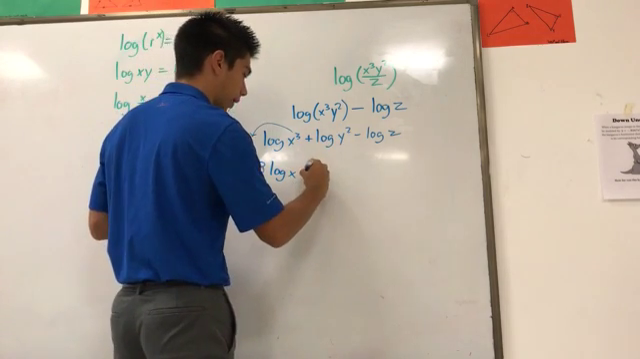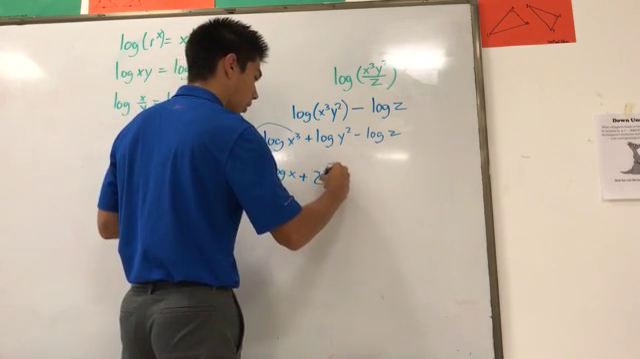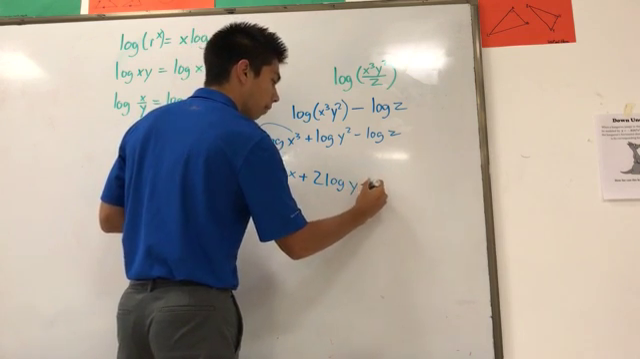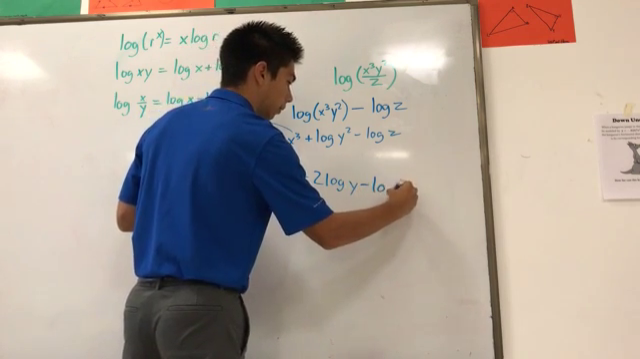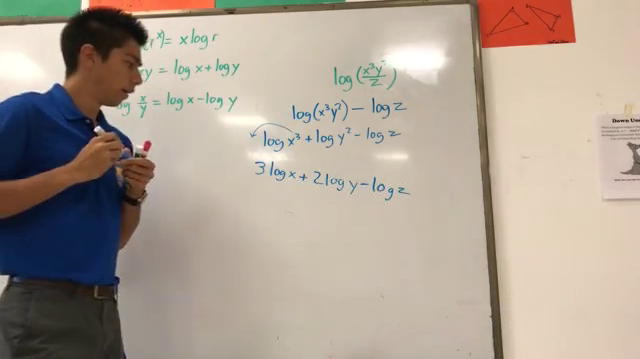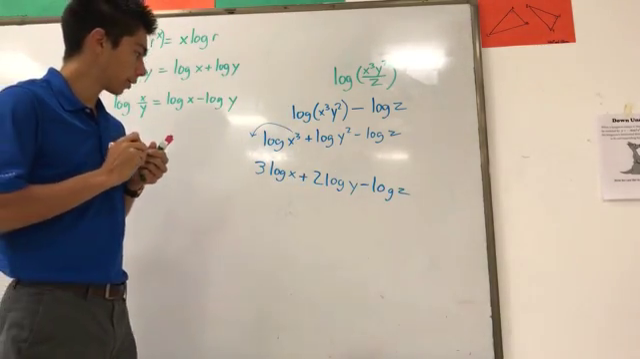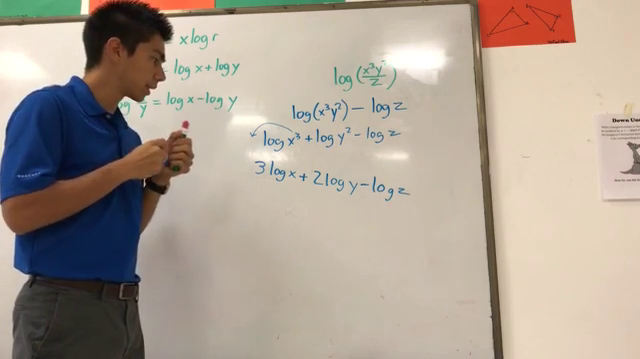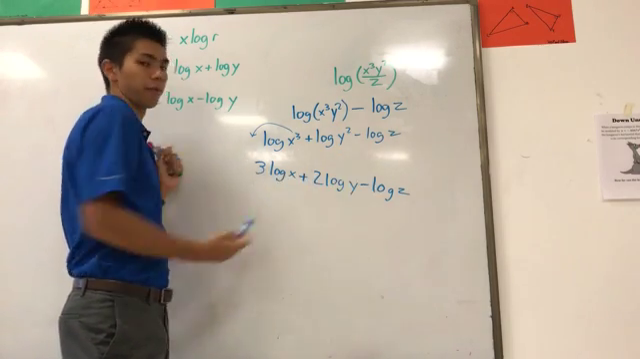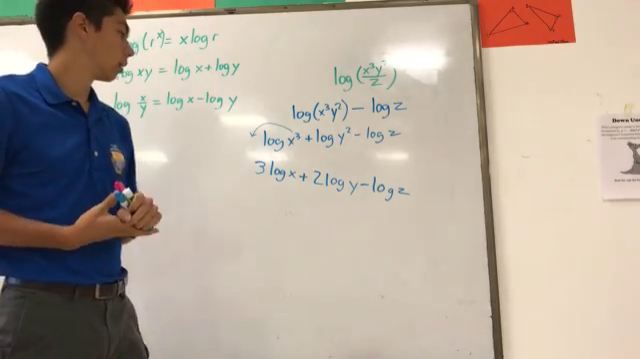We can do the same thing with this log y squared. It becomes 2 log y minus log z, and we are done. So we have simplified it all the way so that we don't have any exponents inside of our log, and so that each log has only one variable in it, okay?